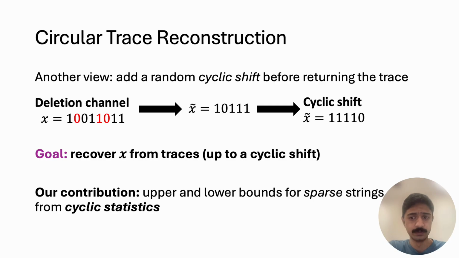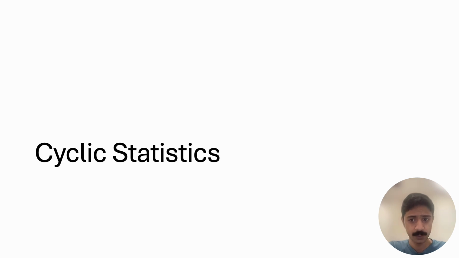Our contribution in this paper is to give upper and lower bounds for circular trace reconstruction of sparse strings using a set of functions that we call cyclic statistics. And notably, since sparse strings are of course a subset of all strings, this implies new lower bounds for the general problem of circular trace reconstruction. But before discussing any of the statistical bounds, I'll start by defining the key concept of cyclic statistics.